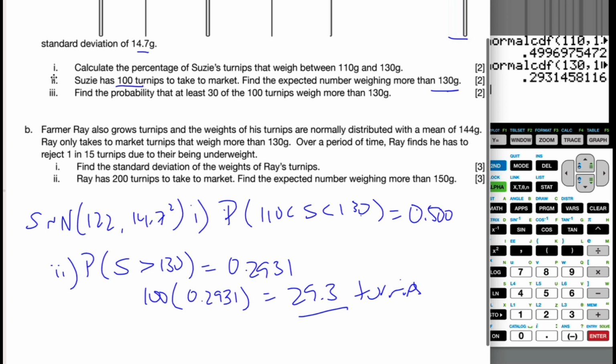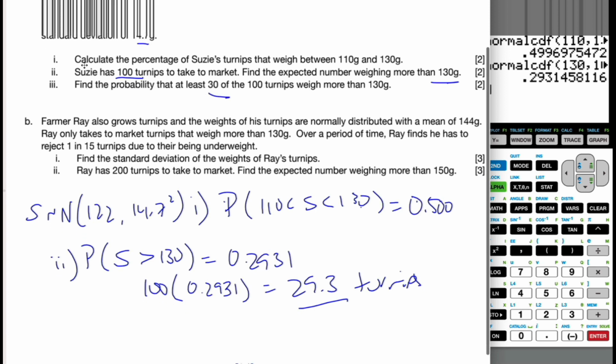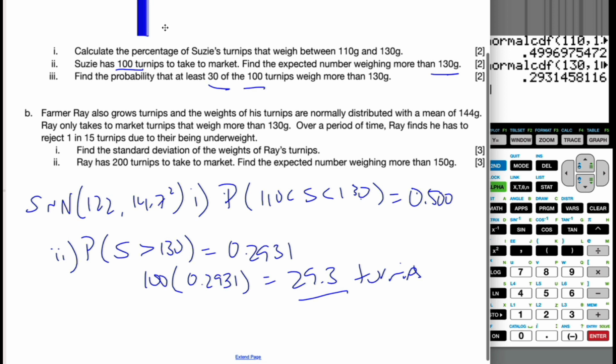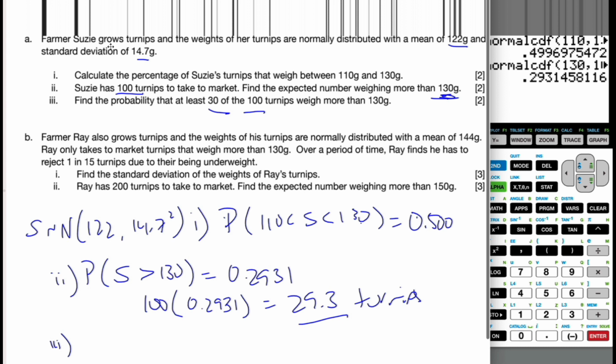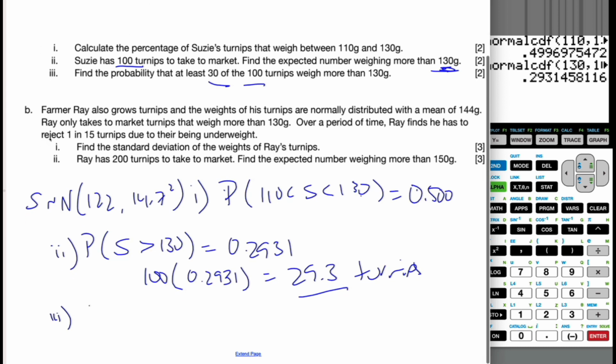Number 3 then says find the probability that at least 30 of the 100 turnips weighs this. Well, we're already getting into the binomial scenario here, because I know that success is either they're over 130 or not. Each turnip is independent of the other, and we have 100 trials. So I'm going to introduce Y, which is going to be my binomial of 100, and my probability of success, meaning over 130 grams, is that.